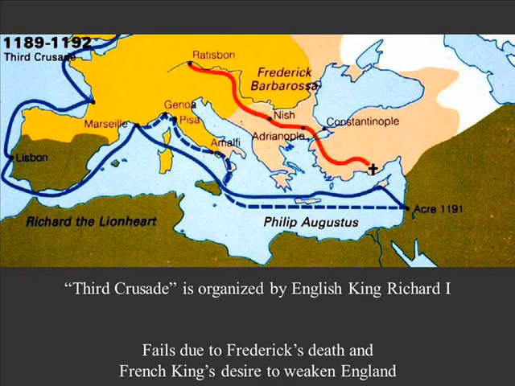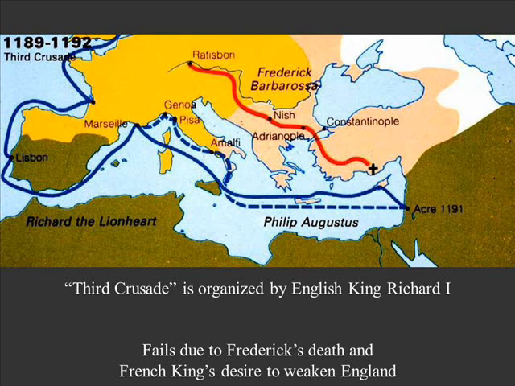So the Europeans organize a third crusade, which is a deal between the English king, Richard I, the French king, and a German king named Frederick. And they agree to get as many soldiers together, each of the three of them, and join forces and launch a third crusade. This one runs into immediate problems. Number one, the German king Frederick drowns when trying to cross a river. His boat overturned and he died.